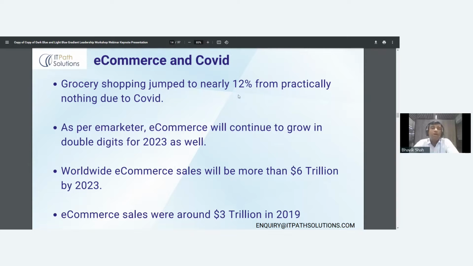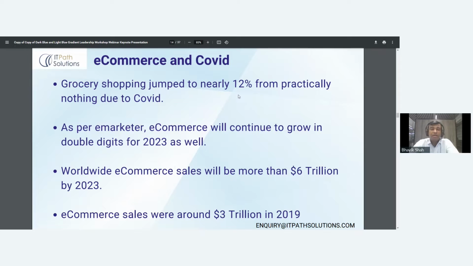As per eMarketer, e-commerce will grow by double digits for 2023. Currently, we are talking in August 2022, and this foresight is for 2023, not too far, and it's going to be double digits. Worldwide e-commerce sales will be more than 6 trillion by 2023. 6 trillion. And e-commerce sales were around 3 trillion in 2019.